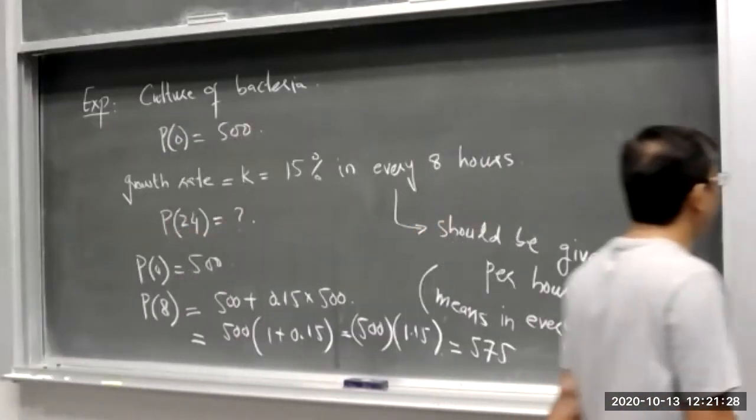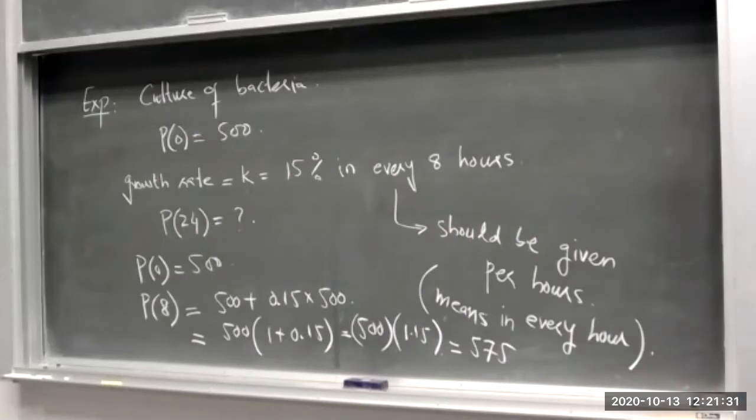Now, using this, we can compute K. As we know, if we solve the growth rate equation, dP by dt is equal to K times P, we need to compute K at every hour, the growth rate per hour. If we solve this equation, what do we get? P of t is equal to some constant C naught times exponential of Kt, where C naught is the initial population, which is 500.